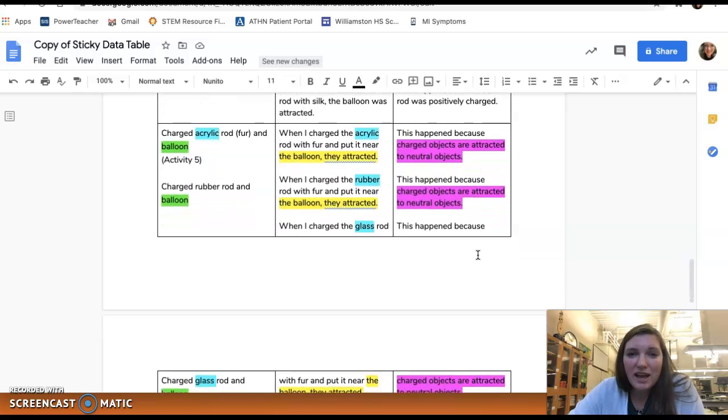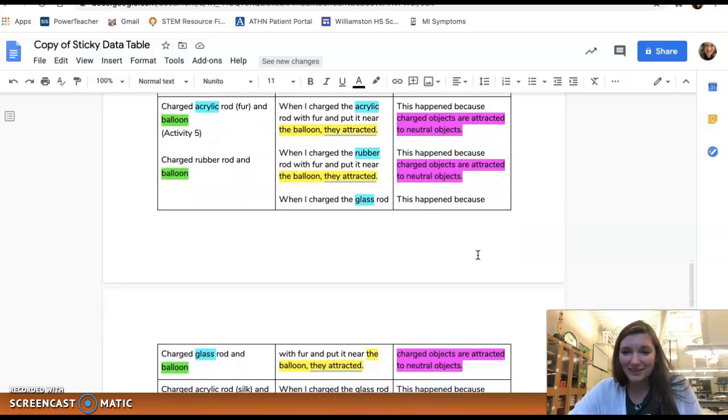So activity 5, we ended up using a different demonstration a little bit. So I changed some of the words here, and I highlighted the words that I changed so that you can do the same thing on yours. I used a charged acrylic rod and a balloon. So when I charged the acrylic rod with the fur and put it near the balloon, they attracted. And that happens because charged objects are attracted to neutral objects.